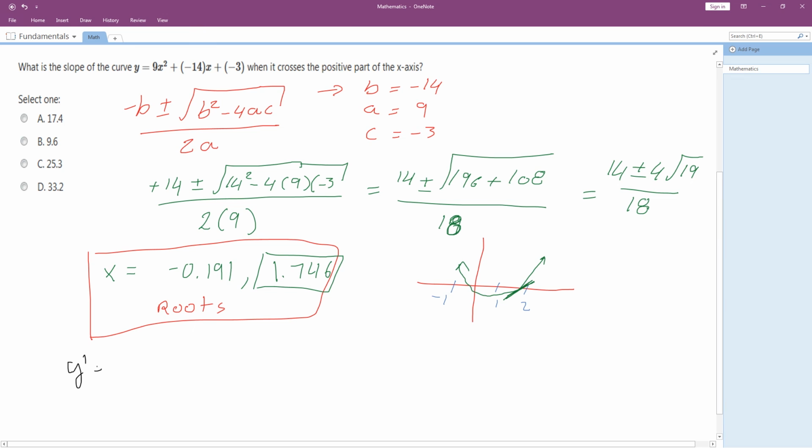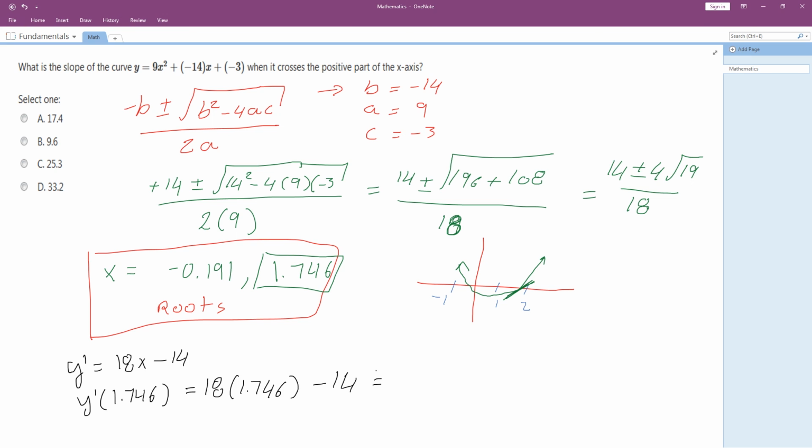So first we take the derivative. It's going to be y prime equal to 18x minus 14. When we plug in the positive root that we found, it should give us a number listed in the answers. I believe it's going to be 17.4.